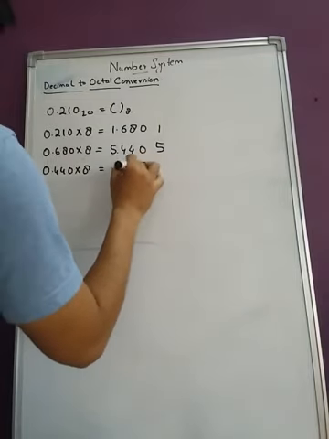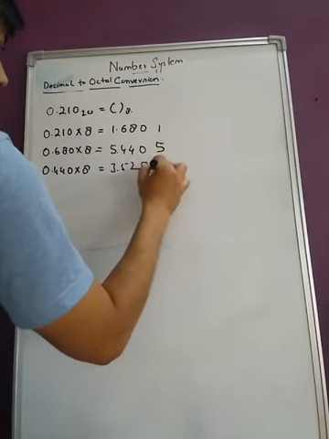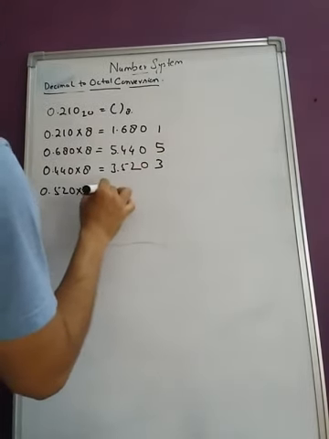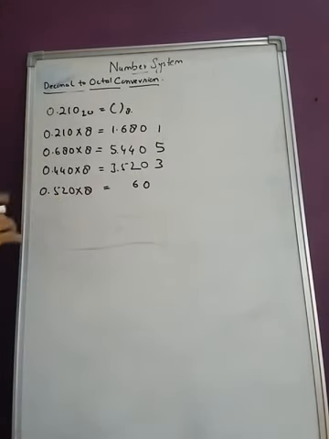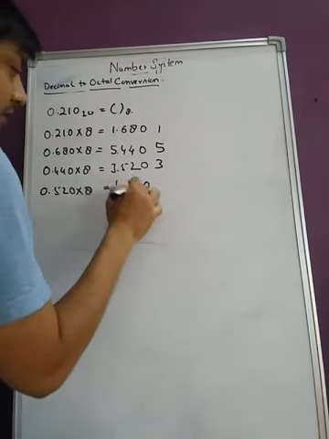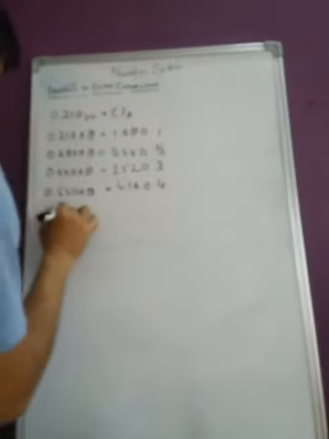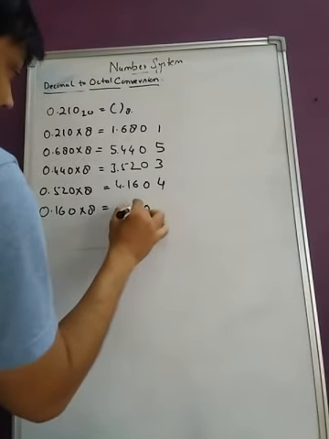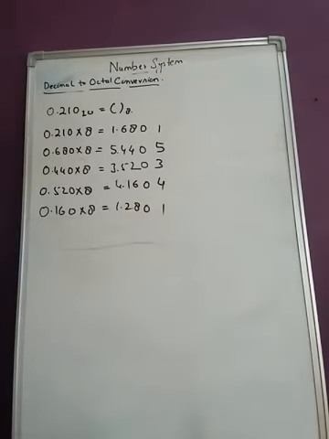It will be 0, 8 4s are 32, 8 3s are 24, and 3 27, 35. 3. Then 0.520 multiplied by 8 is equal to how much? 0, 8 2s are 16, and 4, 4.160. 4 will be the remainder. Next, 0.160 multiplied by 8 is equal to 0, 8 6s are 48, and 4, 1.280, 1 is the remainder.